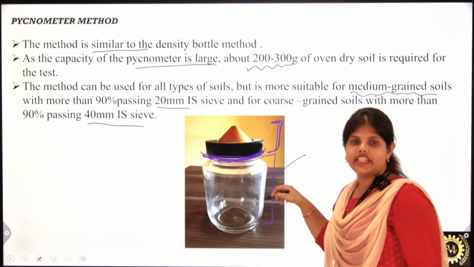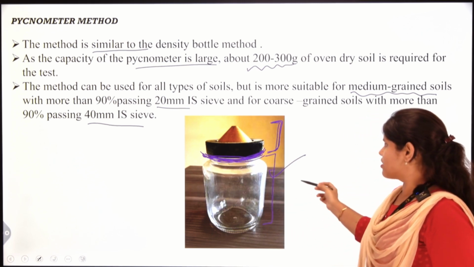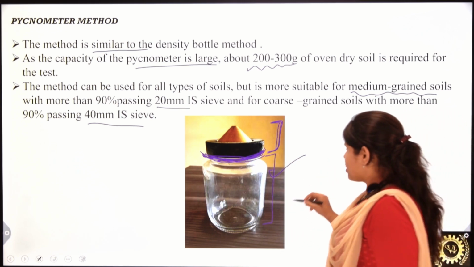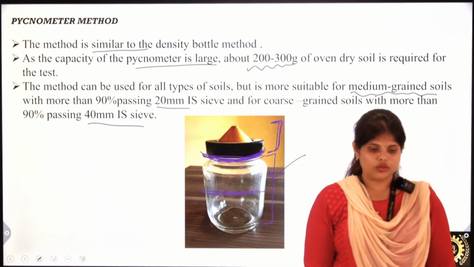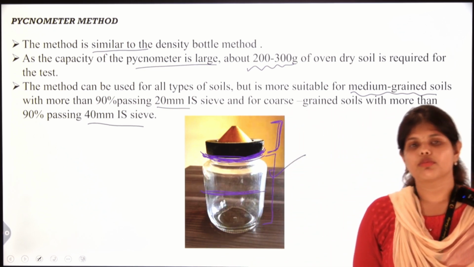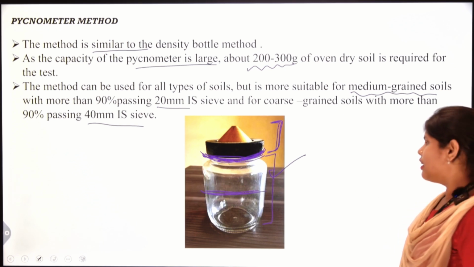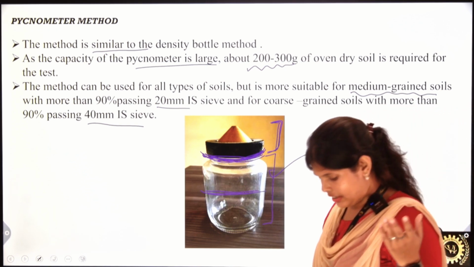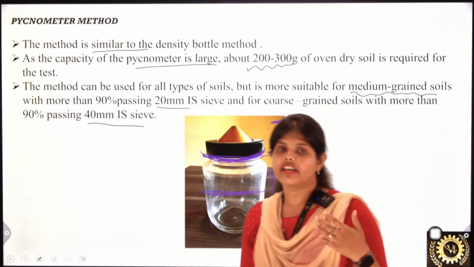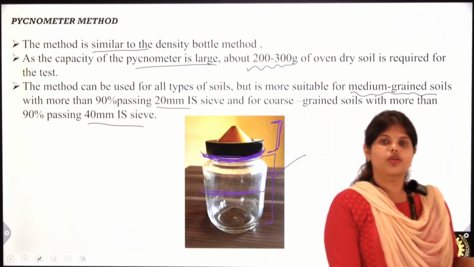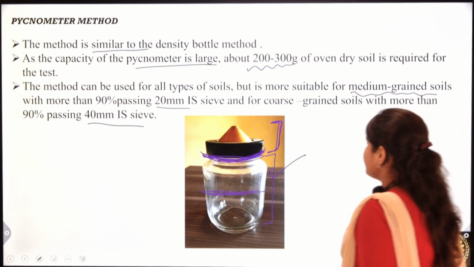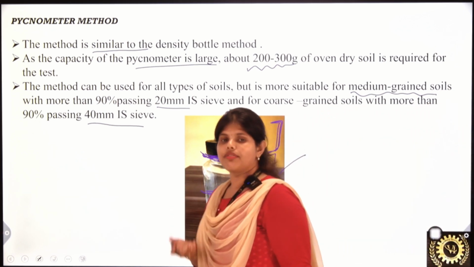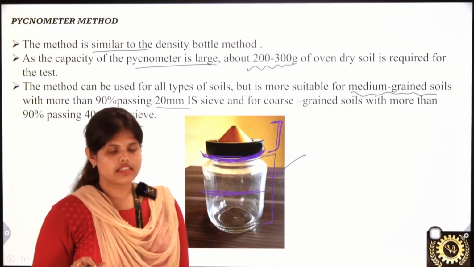First we take the mass of the bottle, then we put some soil and take that as M2. Next we put some water with the soil sample and take that as M3. And next the bottle with water only, we take that as M4, and the formula for this method is completely similar.